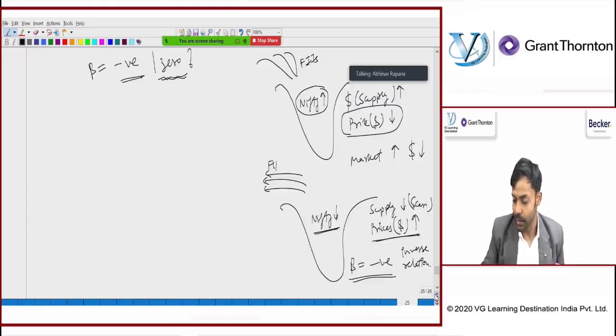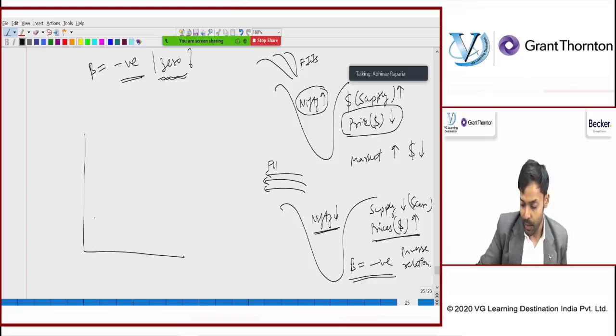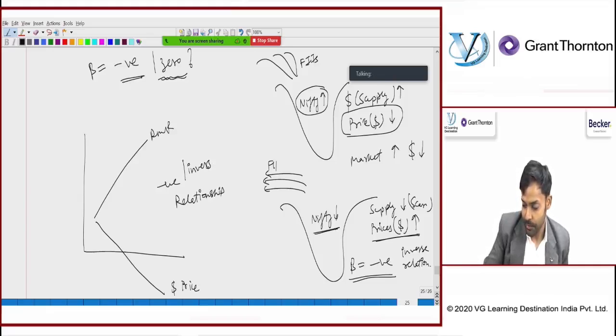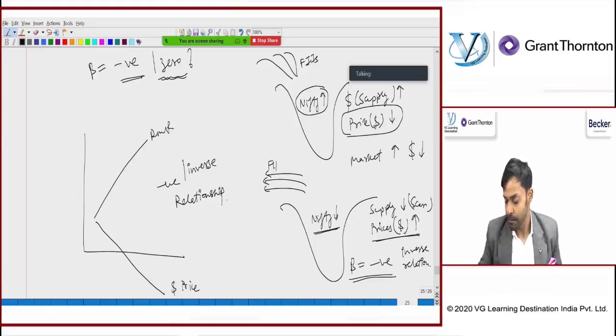In this example, how would you denote the relationship in a chart? For example, in case your market is going up, RMR is going up, your stock pricing is falling, right? Or say the dollar prices are falling. So this is the negative relationship, or the inverse relationship. I hope it is clear.